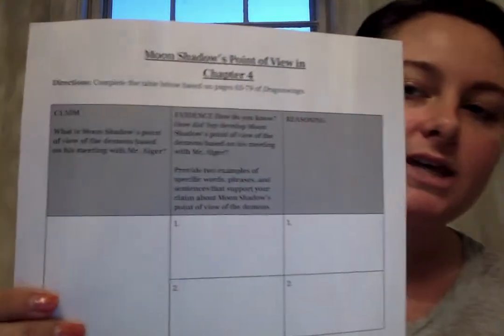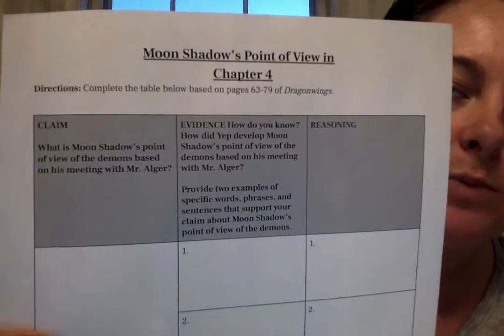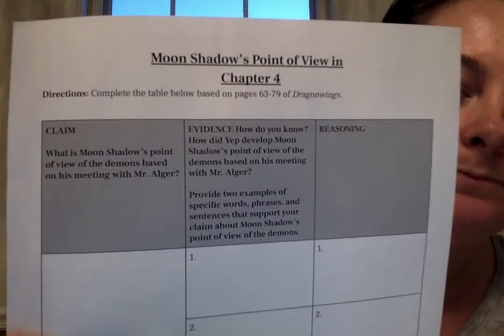We're going to pause there, and we'll finish the rest of Chapter 4 tomorrow. So now we're going to move on to our activity for today. If you don't already have it open on Google Classroom, please open it. It looks like this: Moonshadow's Point of View, Chapter 4.